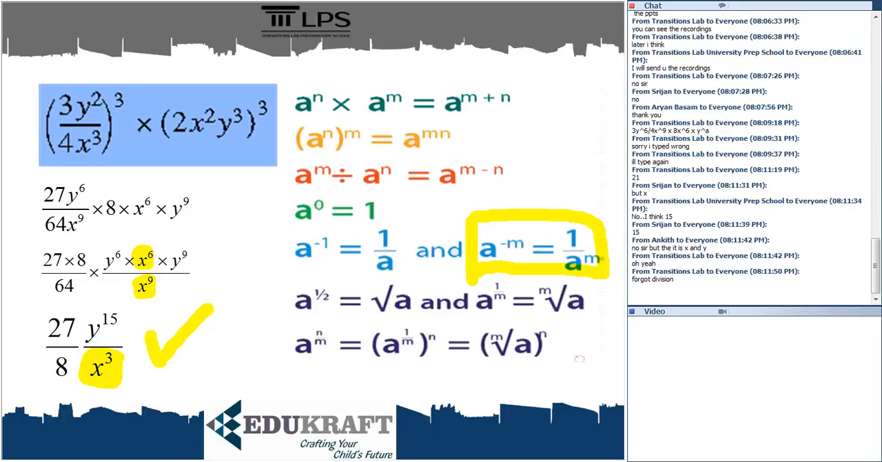So in this one question, we are using several different ideas of indices to get the final answer. 27 upon 8 y raised to 15 divided by x cube.